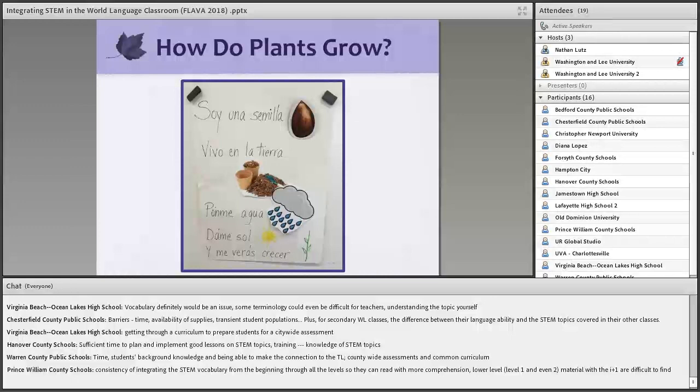And so she uses these props in class while she's going over the chant with the students so that they have that reference of what those various nouns are, semilla, la tierra, agua, sol, so that they have that visual cue going on to help them. So just very, very powerful to have all of those visuals there.